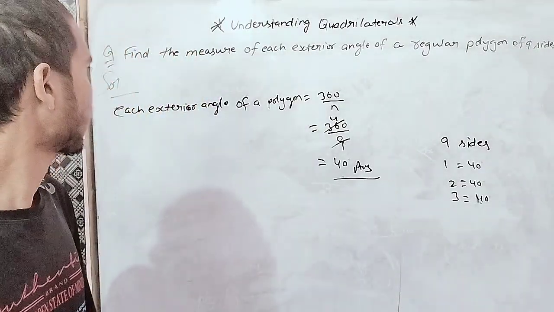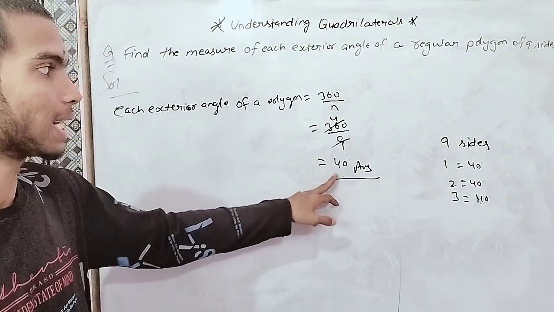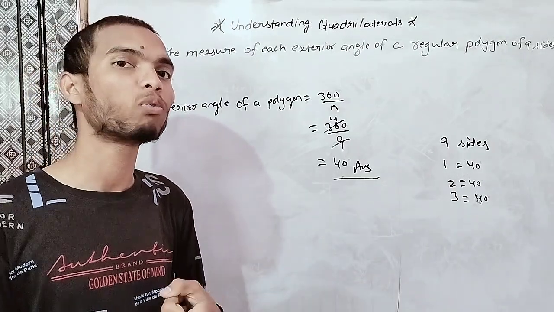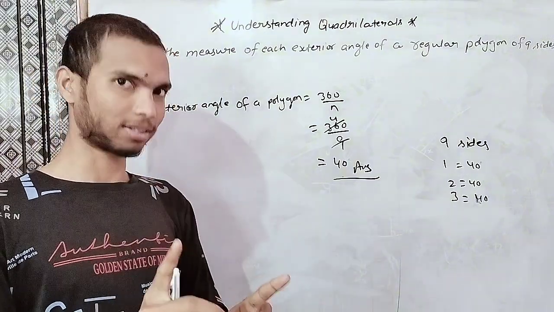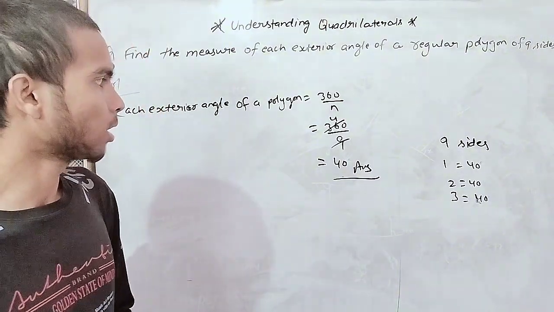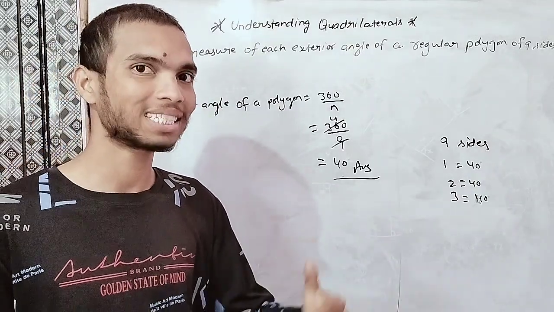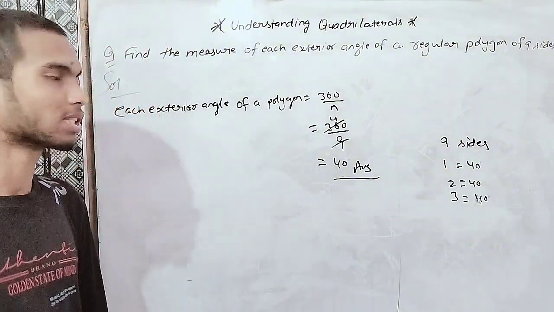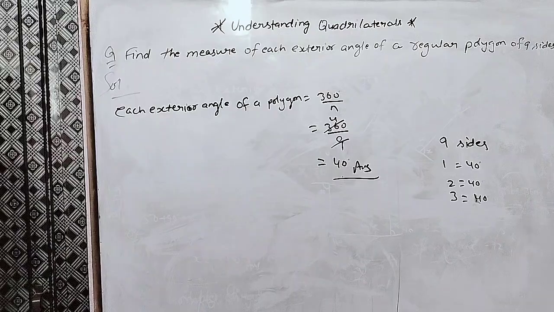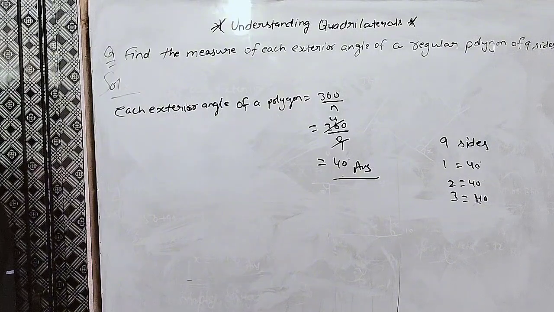This is a type of question. The question was saying find the measure of an angle. We have 9 sides, so the measure of each angle is how much? 40 degrees each, in measure of angle. Okay. Did you understand something from this question? Can we take the next question? Yes or no?